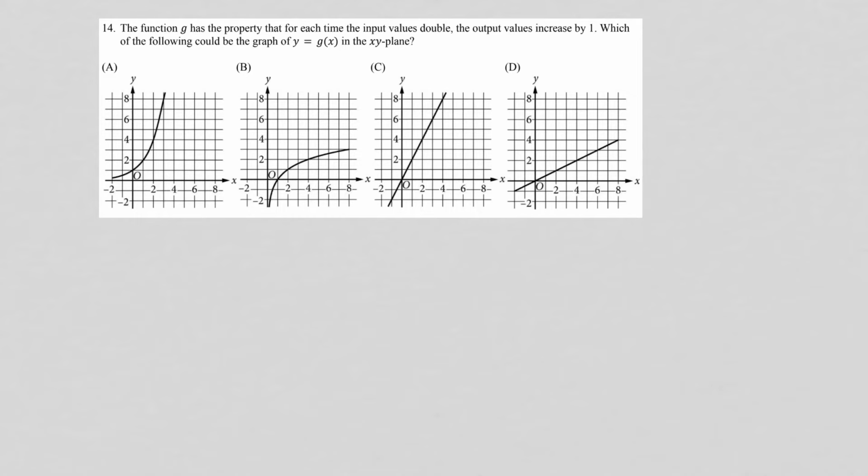Number 14. So here they're talking about a function that has this special property. When the input values double, the output increases by 1. So, for instance, when this is 1, that's 2. But when the input doubles from 1 to 2, the output actually does not increase by 1. It increases by 2, so that one's out.